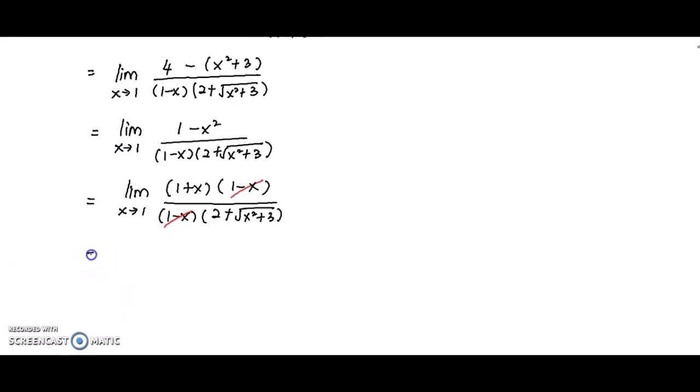Alright, substitute 1 into the x, you have 1 plus 1 over 2 plus square root of 1 squared plus 3. So once you start substitution, meaning that you already operate the limit, alright? So you do not need to write down the limit anymore in front of it. So just simplify your number. You have a 2 plus square root of 4, you got 2. That will be 2 over 4. Finally, you have 1 over 2.